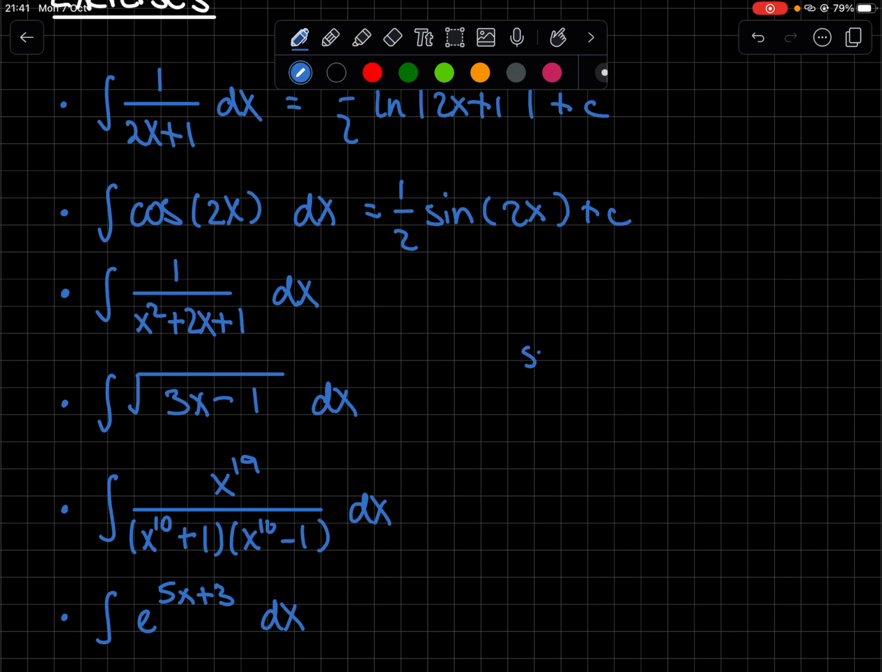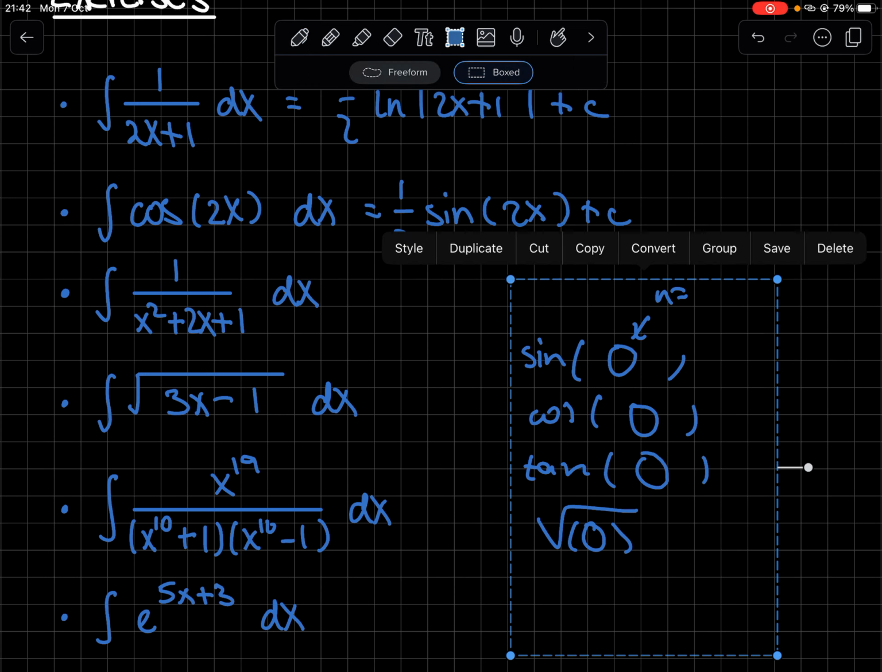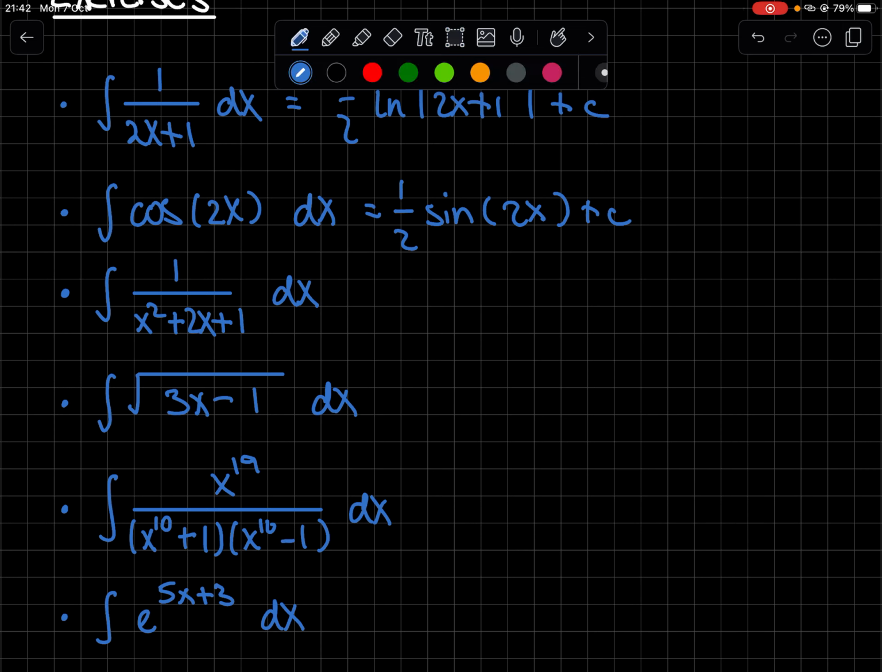Whenever you have a sine of something, or a cosine of something, or tangent of something, or a square root of something, whatever you have in here, it's often a good idea to see what would happen if you tried to substitute u equal to whatever is inside of these functions. It could also be ln of something. You could try substituting u to be whatever is inside that function. It won't always work, but it's a good try.